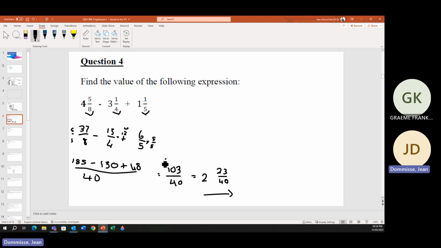But once again, they can have both of these as final answers. This one is more likely that they will simplify it to 2 and 23 over 40 instead of 103 over 40. Okay, so that is where you basically need to simplify by using improper fractions.